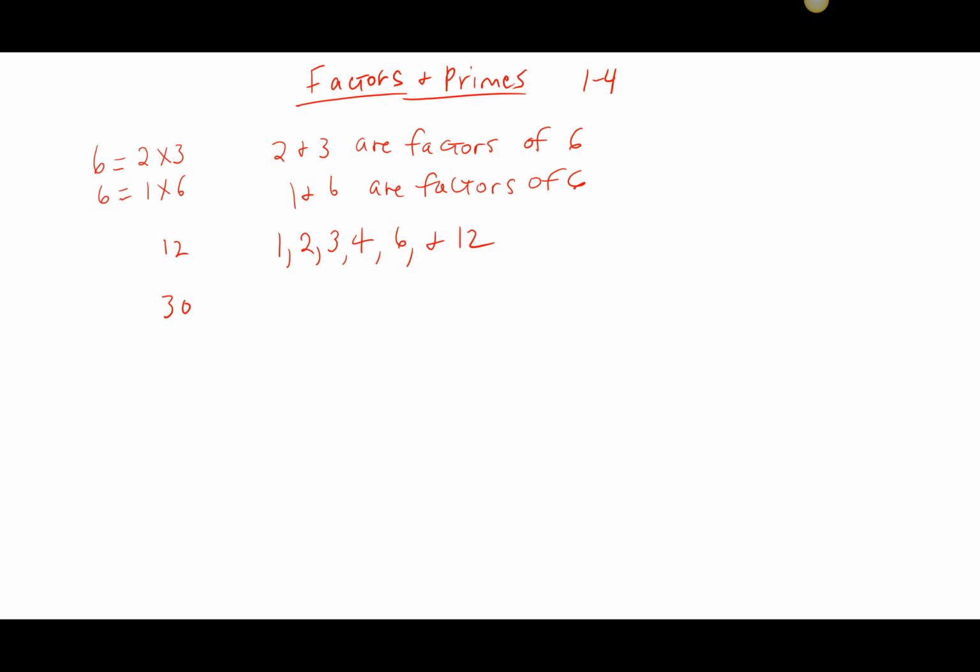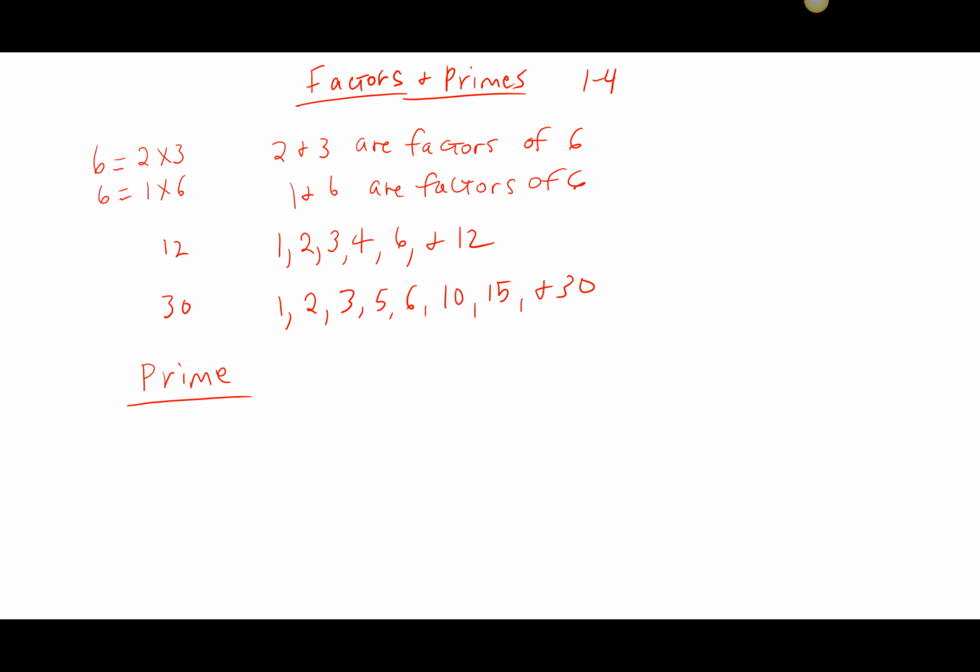And again, same thing with 30. We know that 1 times 30 is 30. We know 2 times 15 is 30, so it would be 2 and 15. We know 3 times 10 is 30, so that would be 3 and 10. We know 5 times 6 is 30, and 6 times 5 is 30. So those are all factors of 30. So what numbers can multiply to get 30? Or what numbers can multiply to be 12? Those are factors, okay?